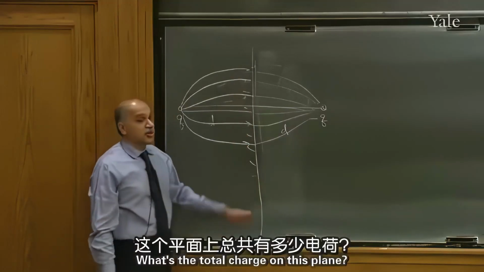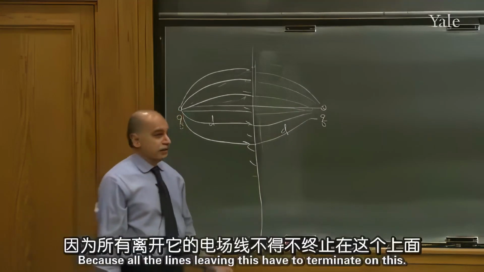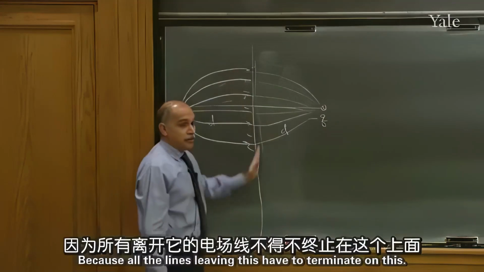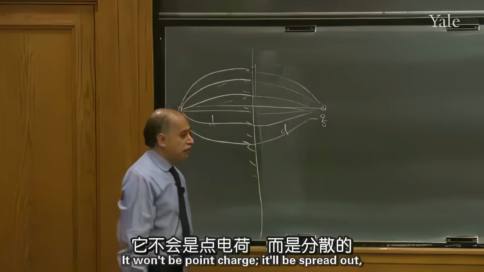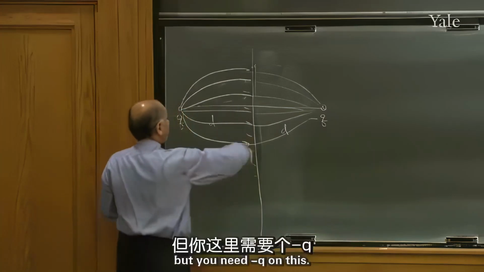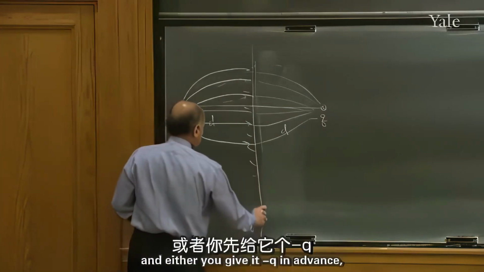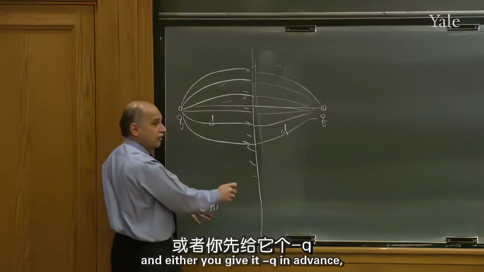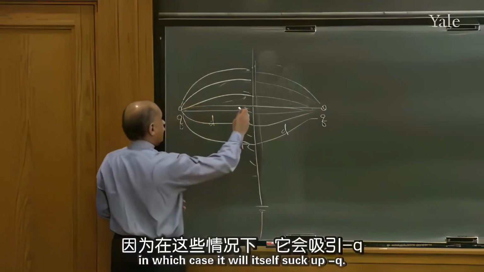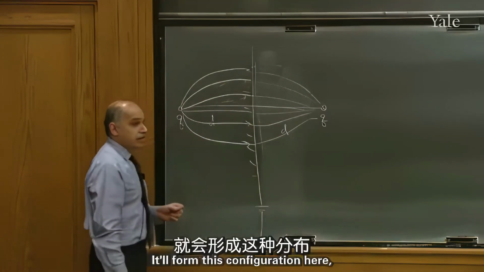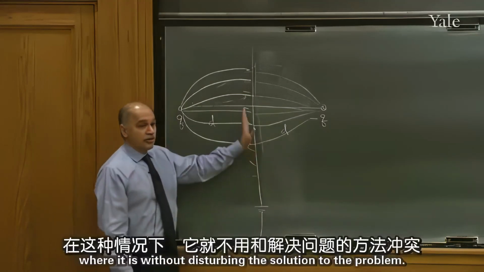What's the total charge on this plane? Because all the lines leaving this have to terminate on this. So you can see it will be minus Q. It won't be a point charge, it will be spread out, but you need minus Q on this. So what we say is, if you brought the plane in, and either you gave it minus Q in advance, or you connected it to the ground, in which case it will itself suck up minus Q, it will form this configuration here. So the infinite plane is able to remain where it is without disturbing the solution of the problem.